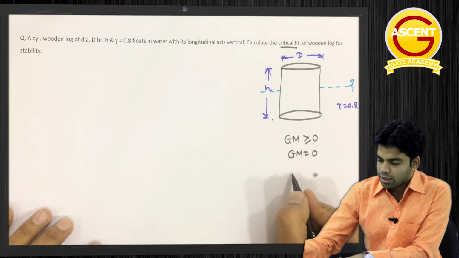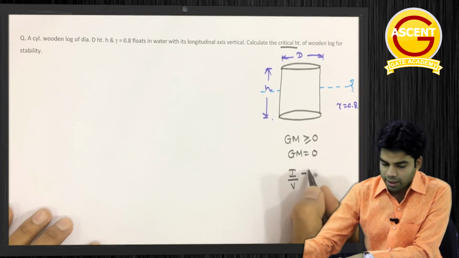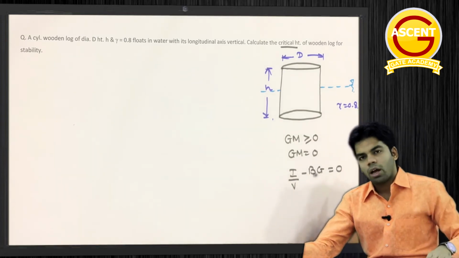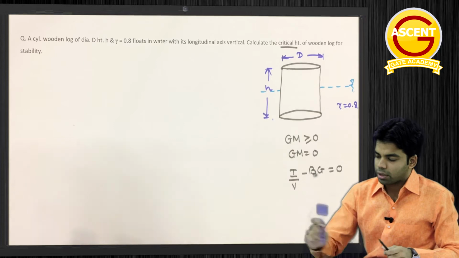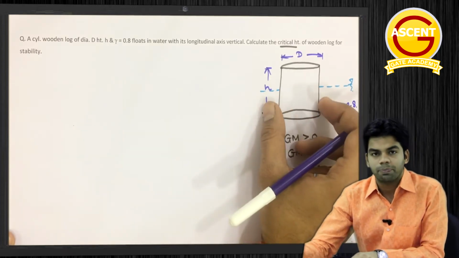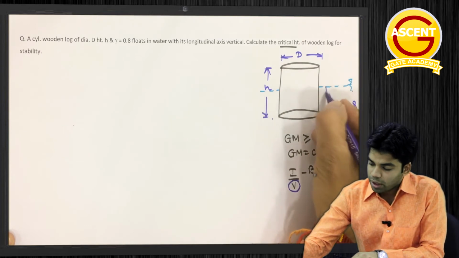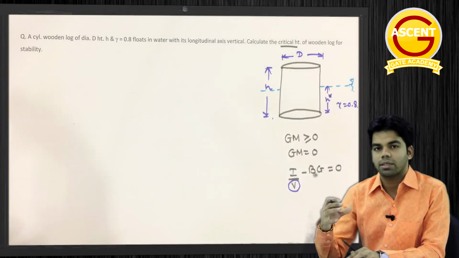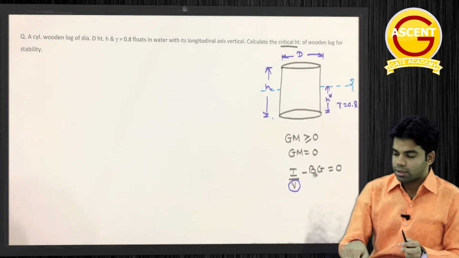Okay, and this GM, as I told you, is I by V minus BG. So this I by V minus BG should be equal to 0. For this, we will have to determine this volume, and this volume is nothing but the volume of the solid immersed. And for that, we will have to determine this height, suppose H star. This height H star we have to determine. That means the height which is immersed inside the fluid, inside the water.